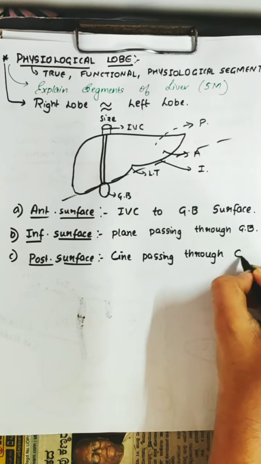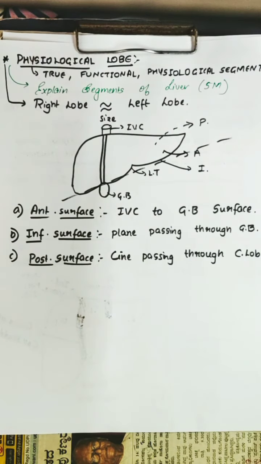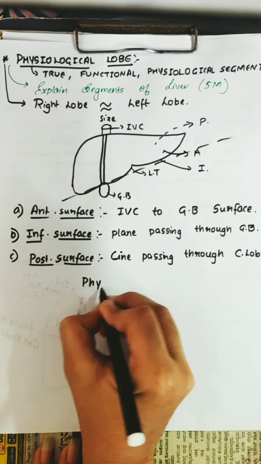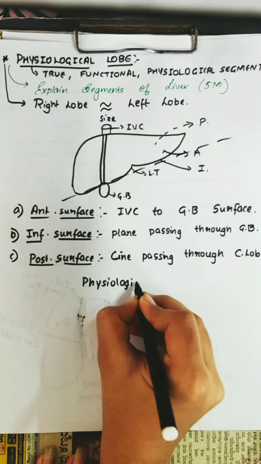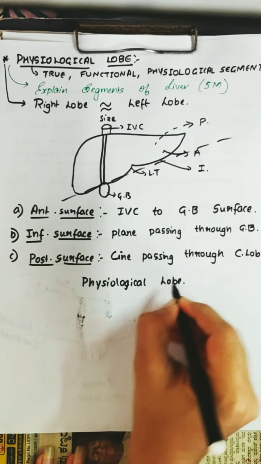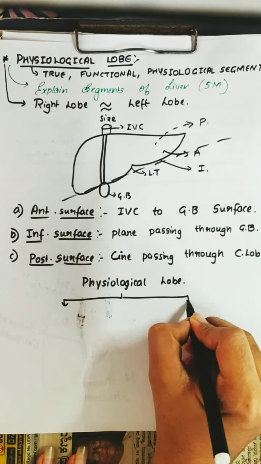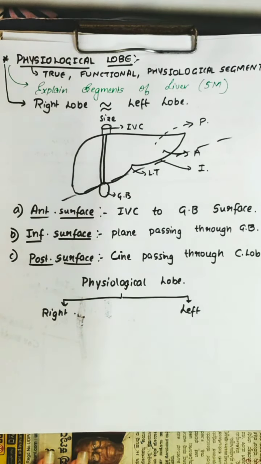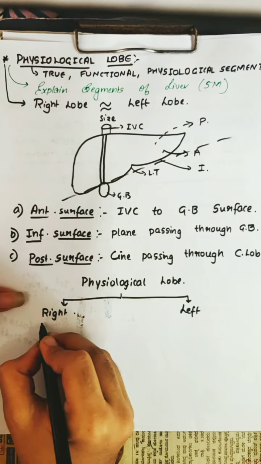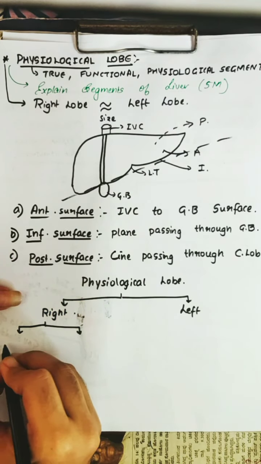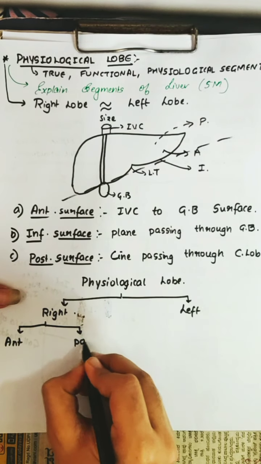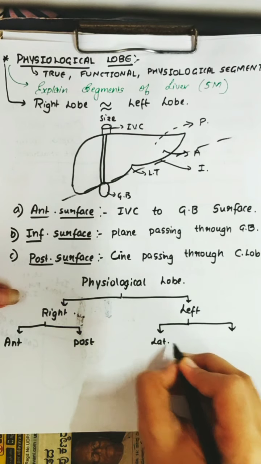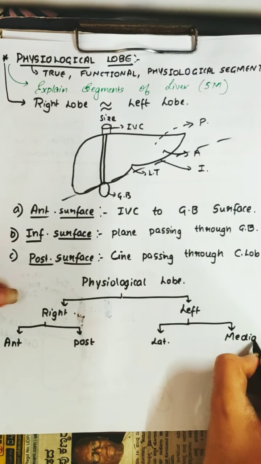So, classification of the physiological lobe. This physiological lobe is classified into two types, right lobe as well as the left lobe. Right lobe is classified into two types, anterior and posterior lobe. The left lobe is classified as lateral lobe as well as the medial lobe.